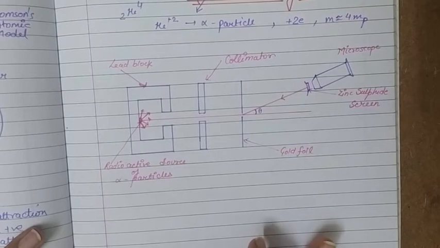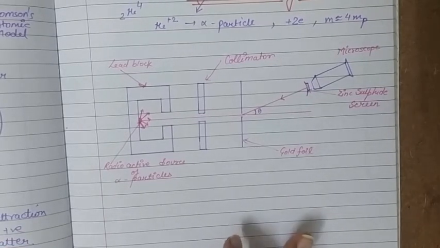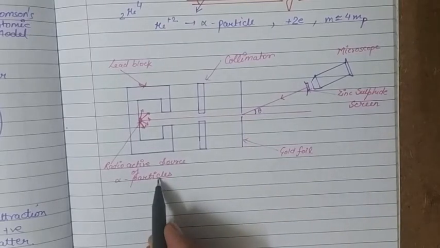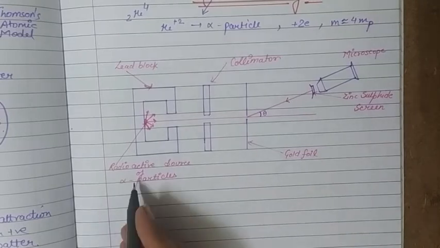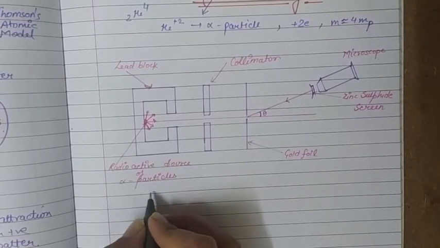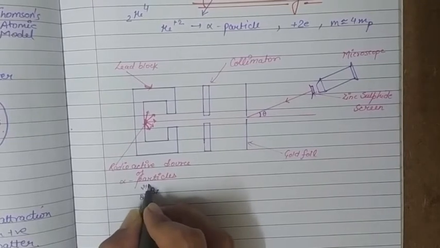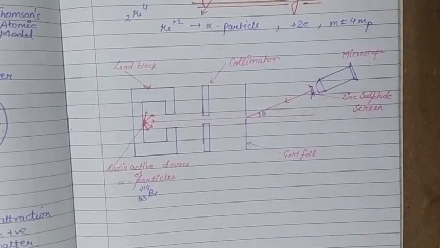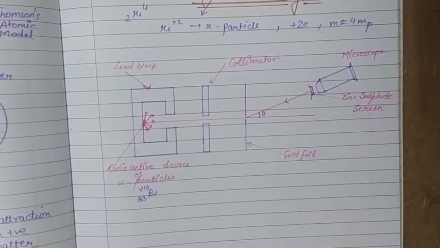The experimental arrangement is shown here in the diagram. Here we are using a radioactive source of alpha particles. It can be any radioactive source which can emit alpha particles. For example, it can be bismuth 83. It can emit alpha particles, and we will be studying the scattering of those alpha particles coming from the source. So we have a radioactive source, for example bismuth.